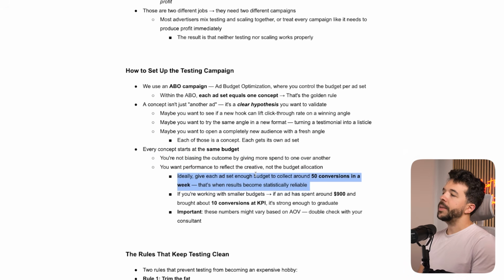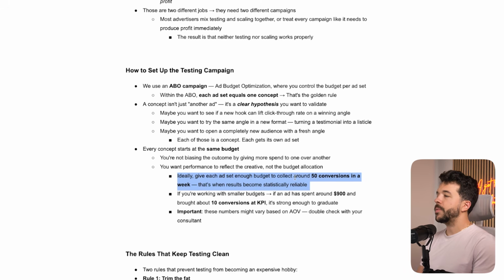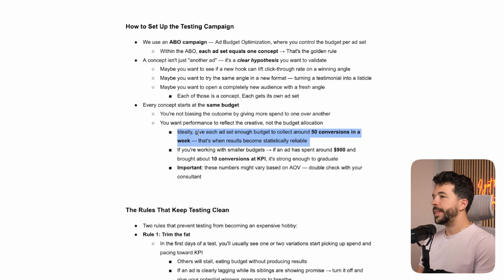Ideally, you want to give each ad set enough budget to collect around 50 conversions in a week. That's when results become statistically reliable.